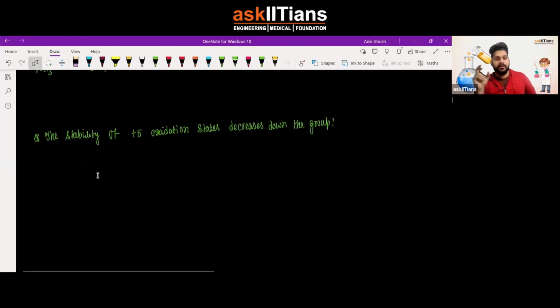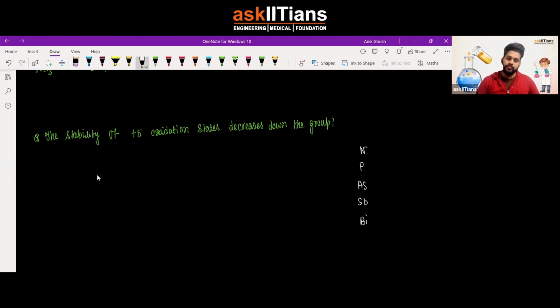Now, the stability of the +5 oxidation state decreases down the group. If I talk about the nitrogen compounds, what are the elements which are there? Nitrogen, phosphorus, arsenic, antimony, bismuth. They're saying that the stability of the +5 oxidation state decreases. So nitrogen can show +5, but the more you go down the group, the +5 oxidation state is very, very rare. Now, why is that? Because, guys, I believe you know that these are group 15 that we are talking about.